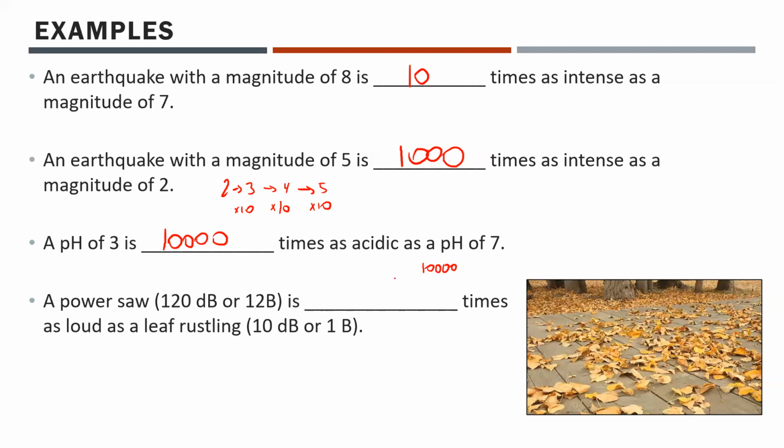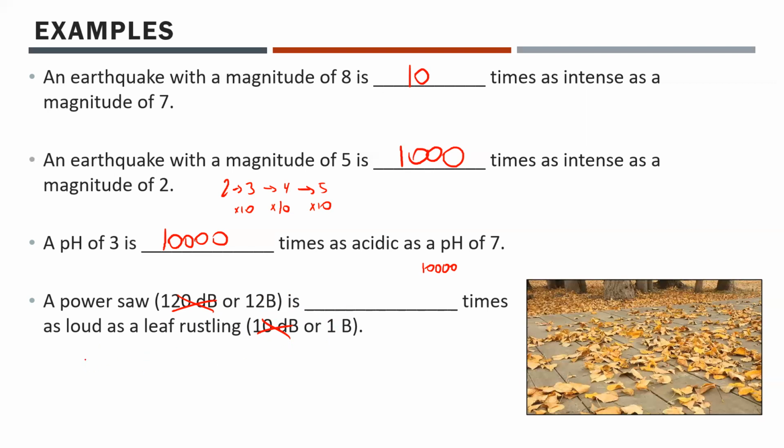The last one here, a power saw, which is 120 decibels or 12 bels if you prefer, because remember 10 decibels is 1 bel, is blank times as loud as leaf rustling, which is only 10 decibels, or in other words, 1 bel. Now, decibels, of course, that's used for communicating, but in terms of actually doing calculations, I'd recommend you ignore it. Look at the difference between 12 bels and 1 bel. If we were to count backwards there, watch this. So 12, maybe I'll go the other way. So it's talking about how much louder it is.